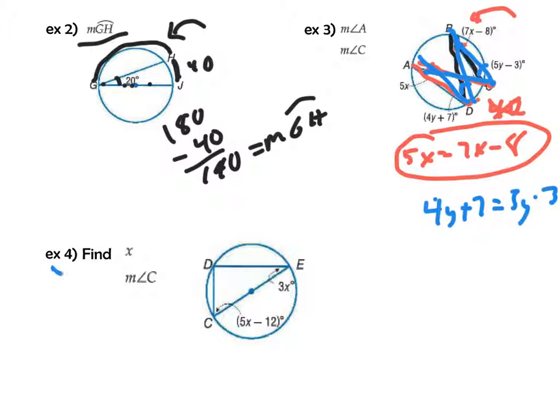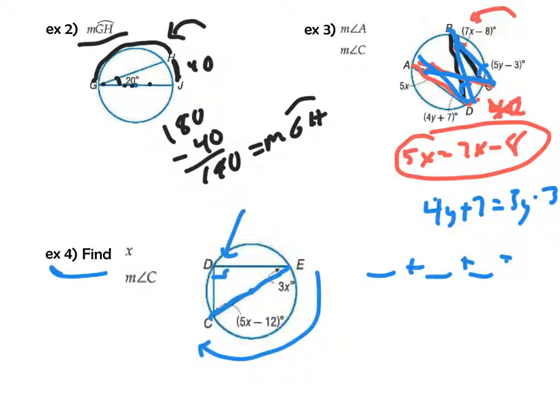All right, last one, example 4. Finding x. All right, well, this goes through the diameter, so I know this has to be a right angle from that last slide. I also know it has to be a right angle because this has to be 180. That's an inscribed angle. It has to be a half of that. So I know that all three angles, angle 1 plus angle 2 plus angle 3, must be equal to 180 in a triangle. And I know one of them is 90. That's angle D right there.